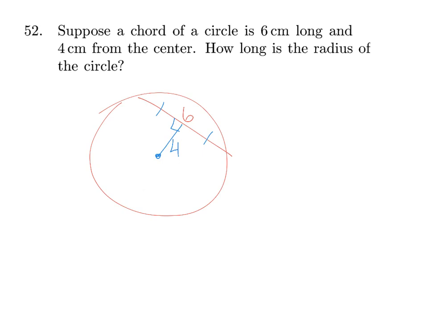Alright, so the radius is from here to that point. So since the chord is bisected, this length is 3, this length is 3, so now I have a 3, 4, 5 triangle. The radius is 5. That's all there is to that.